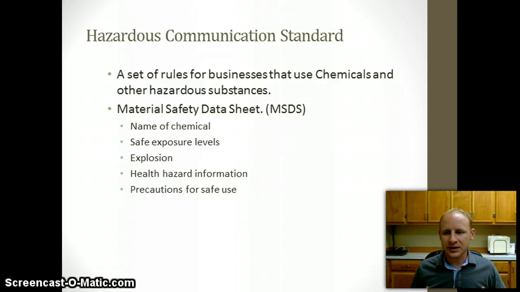So one of the things that the standards require is the use of MSDS sheets. MSDS stands for Material Safety Data Sheet, and these are a set of rules for businesses that use chemicals and other hazardous substances. These MSDS sheets basically contain all kinds of information needed for those particular materials. It's a requirement of OSHA that you have an MSDS sheet for every hazardous material, every hazardous chemical that you happen to have.